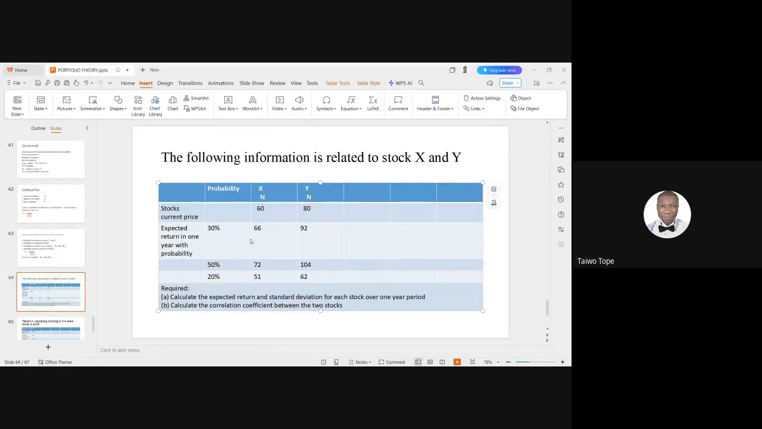The question is, calculate the expected return and standard deviation for each stock over 1 year period. Calculate the correlation coefficient between the two stocks. Based on the requirement 1A, calculate the expected return. What are we going to do? You have the stock current prices, expected future prices.